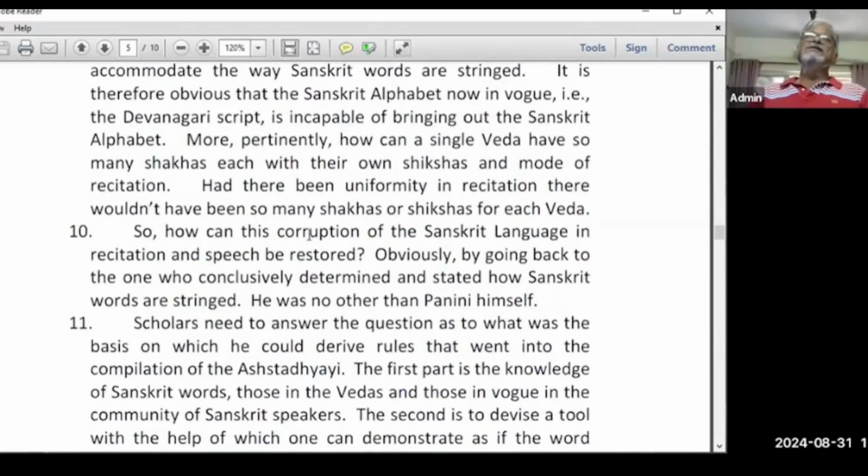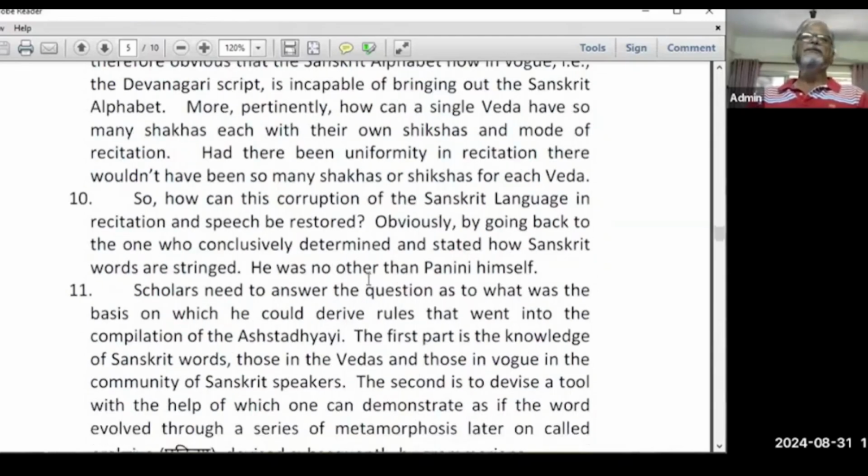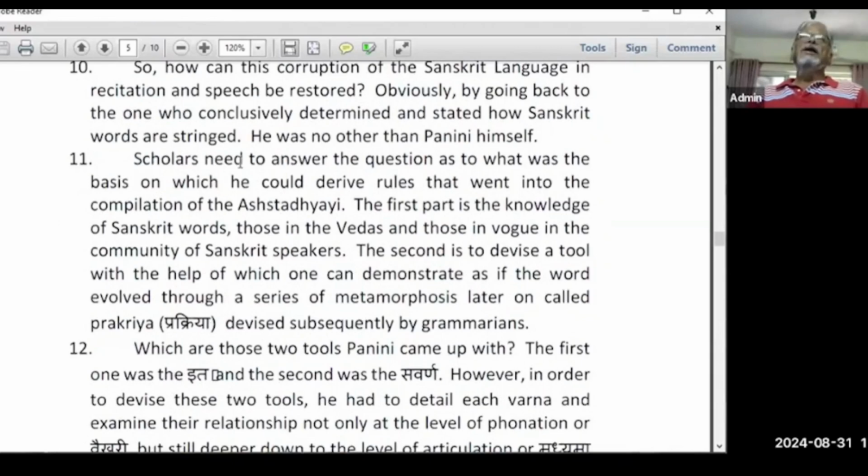So how can this corruption of the Sanskrit language in recitation and speech be restored? Obviously, by going back to the one who conclusively determined and stated how Sanskrit words are stringed. He was no other than Panini himself. Scholars need to answer the question as to what was the basis on which he could derive rules that went into the compilation of the Ashtadhyayi.